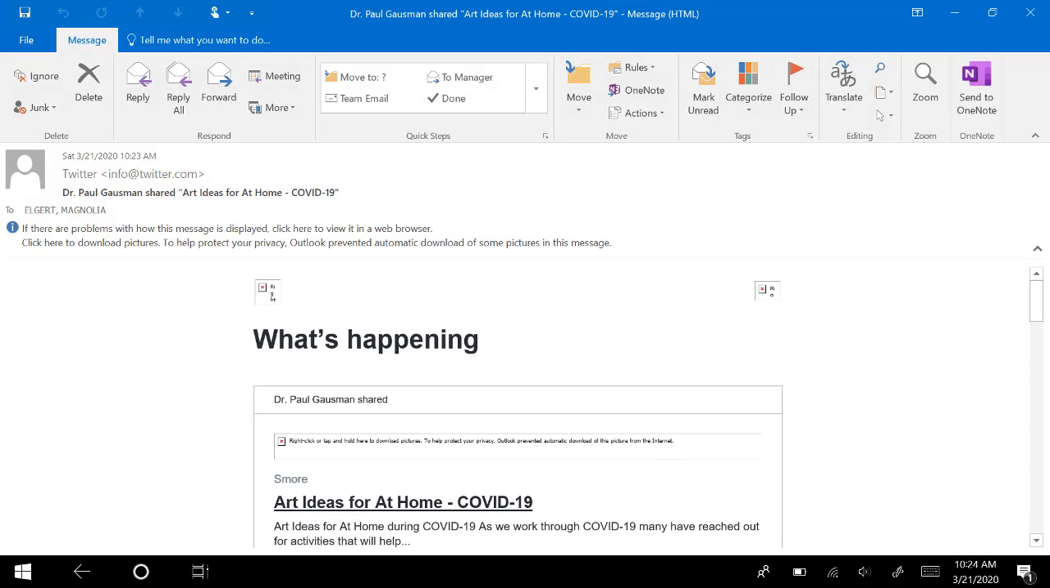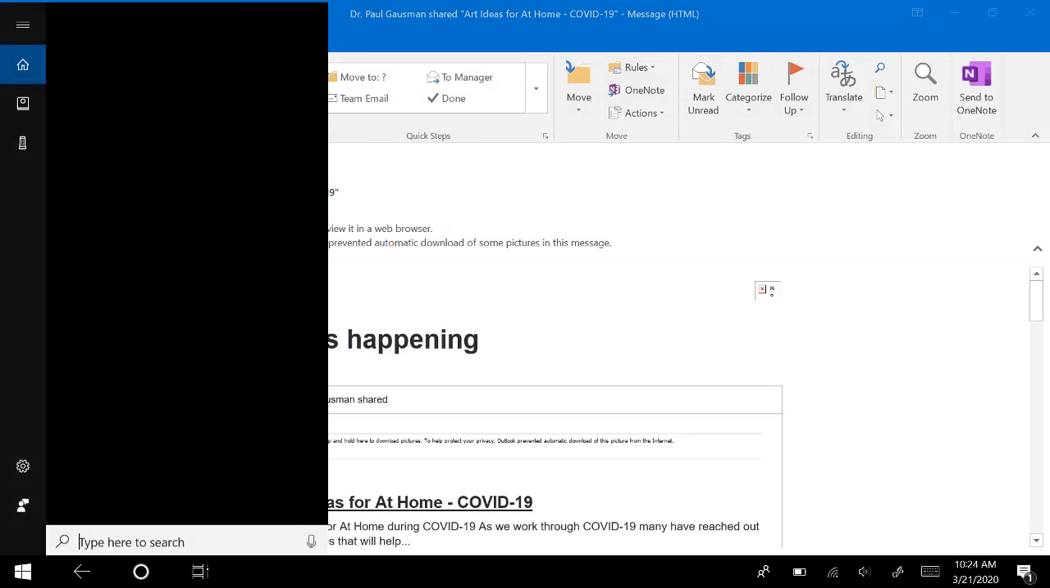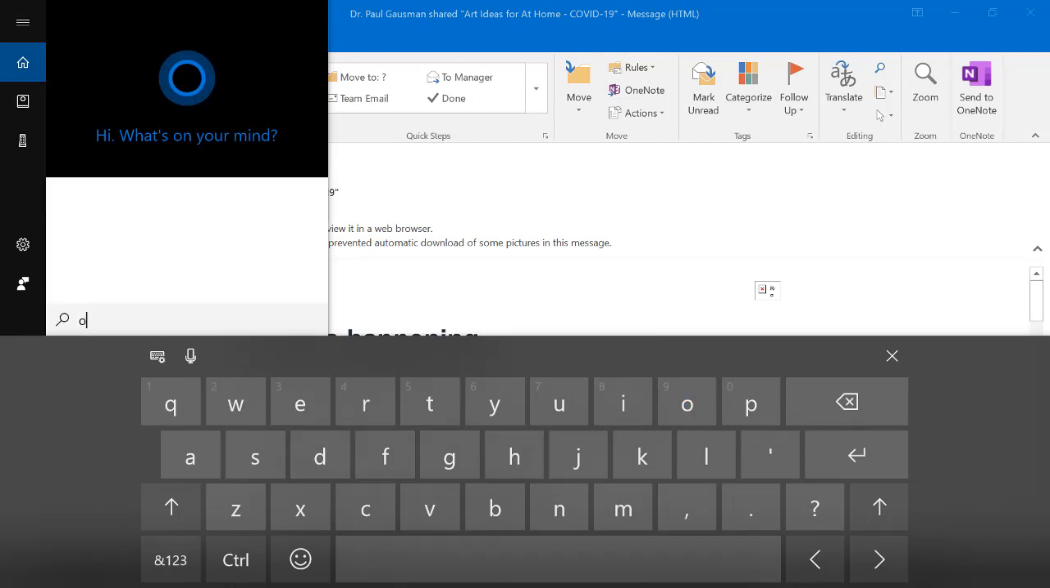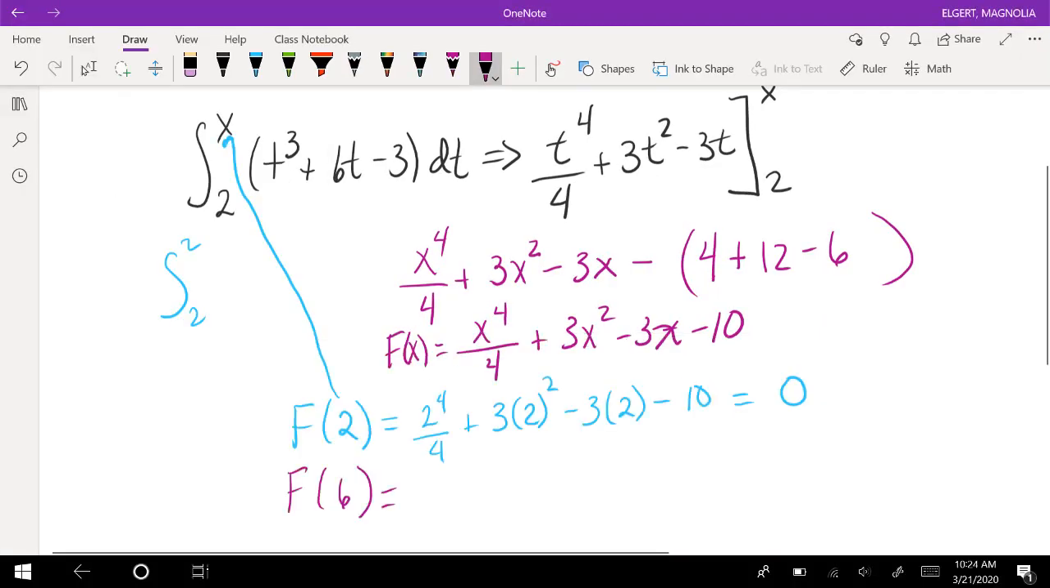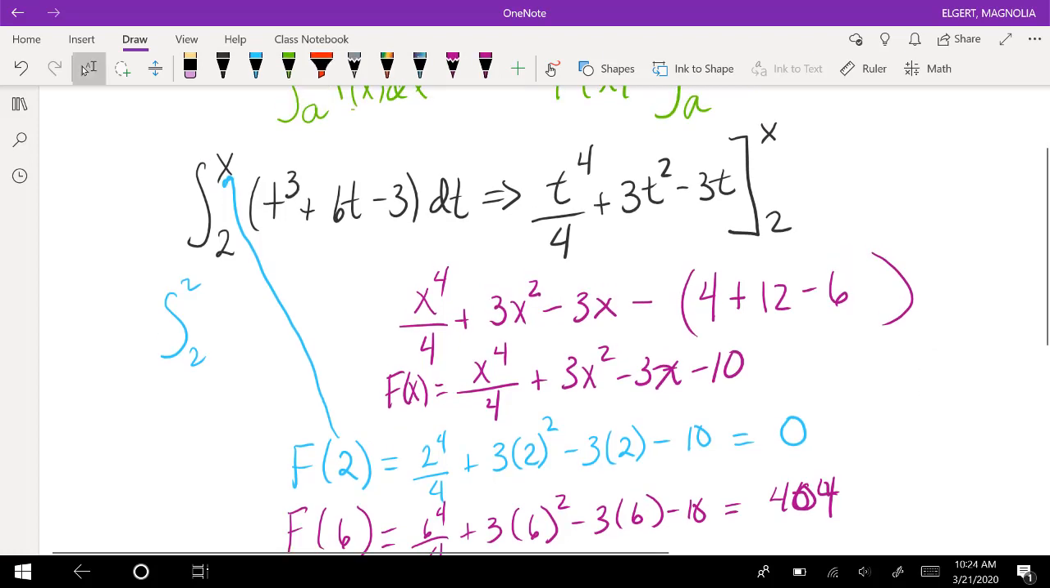All right, so if I put in 6, I get 6 to the 4th over 4 plus 3 times 6 squared minus 3 times 6 minus 10, and that's 404. You can check my math, but I did these earlier to make sure they worked. So that's one thing about the second fundamental theorem. Basically, when I'm taking a function and integrating to x, it's giving me areas added up. So f of 2 was 0, so that area is 0, but f of 6 gives me 404. It's a big area. Okay, let's try another one.